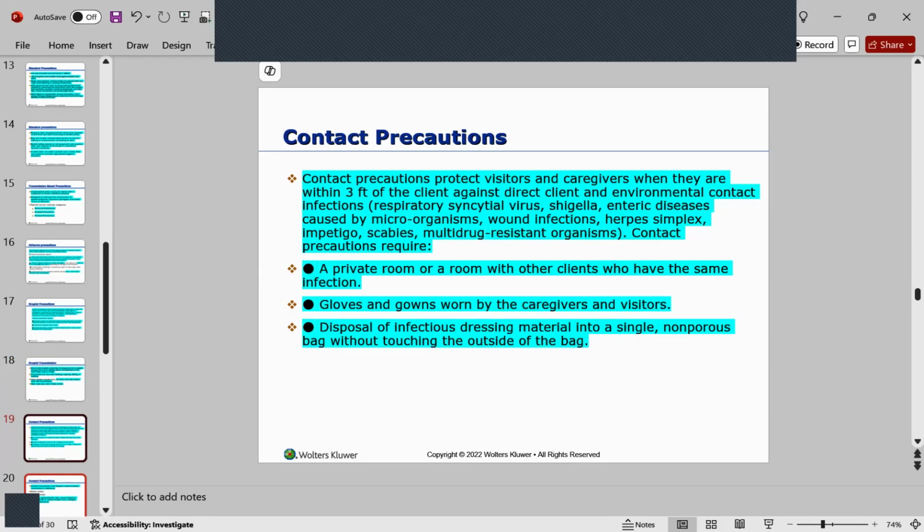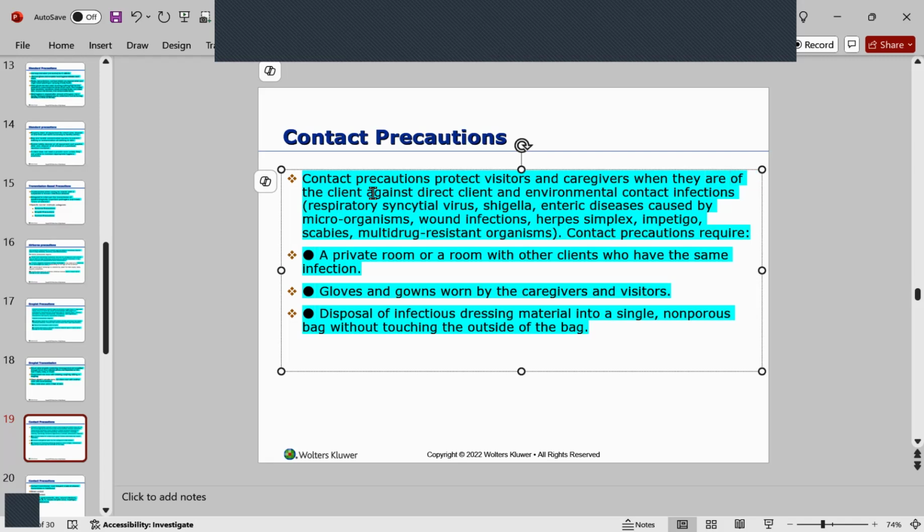Then we have contact precautions. Contact precautions are basically when we talk about blood and body fluid, and it can be direct or indirect contact, and we're going to talk about that. So they protect the visitors and caregivers from clients that have certain infections like respiratory syncytial virus, Shigella, the norovirus, which is an enteric disease, wound infections, something that's just in the wound, herpes, the herpeses, impetigo, which is hand, foot, and mouth disease, scabies, it's a parasite, and certain MDROs, multi-drug resistant organisms.